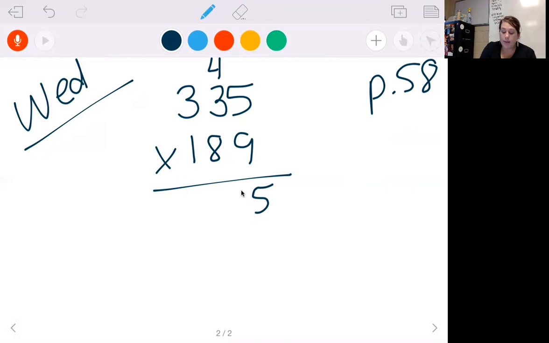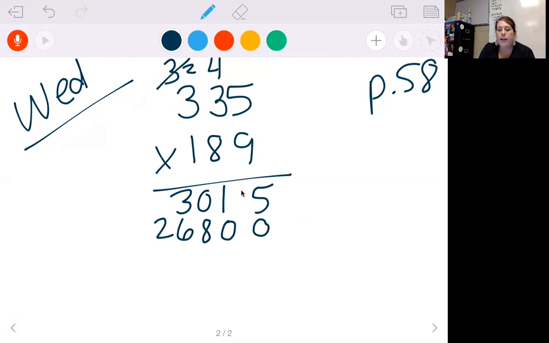And then again, 9 times 3 is 27. Plus the 3 we carried is 30. Put my placeholder 0. I'm going to go on to 8. 8 times 5 is 40. So I'm going to put my 0 and carry the 4. And the 4 is already there, so I'll just leave it. 8 times 3 is 24. Plus 4 is 28. Carry my 2. I'm going to cross out that 3. And then 8 times 3 is 24. Plus 2 is 26. Okay, that is where the similarities from the last one end.